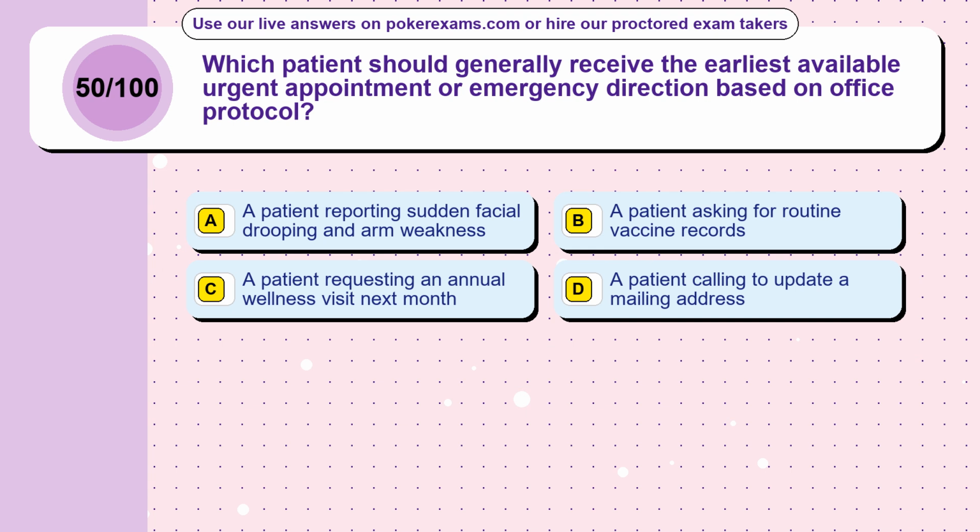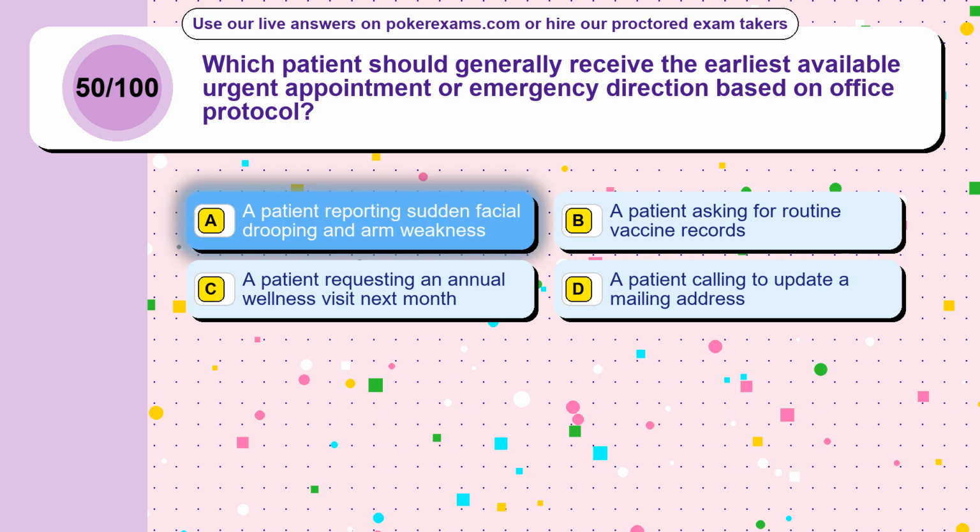Question 50. Which patient should generally receive the earliest available urgent appointment or emergency direction based on office protocol? Option A. A patient reporting sudden facial drooping and arm weakness. Option B. A patient asking for routine vaccine records. Option C. A patient requesting an annual wellness visit next month. Option D. A patient calling to update a mailing address. The correct answer is option A.